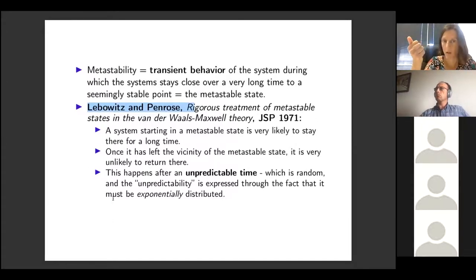So the first point, if you have a system and a metastable state and you start in the metastable state or close to it, then you're very likely to stay very long in the vicinity of this state. But once you have been kicked out of it, it's also very unlikely to return there, okay? And this kick out, so the exit time of the neighborhood of the metastable state is actually usually unpredictable. And for probabilists, this means that it must be exponentially distributed, okay? If we suitably renormalize this time. So that's what I'm going to show in the framework of the neurons here.